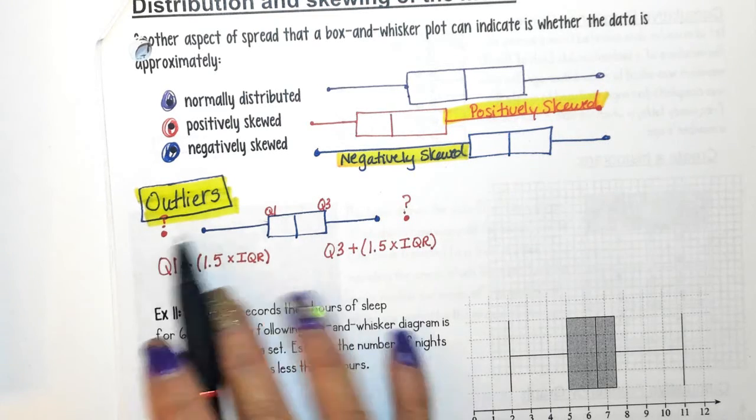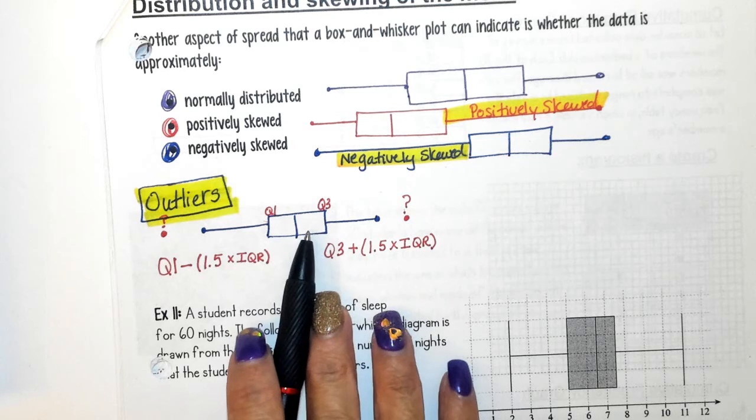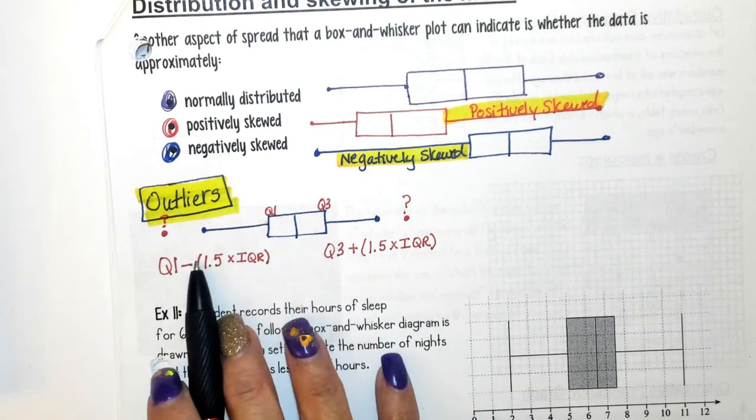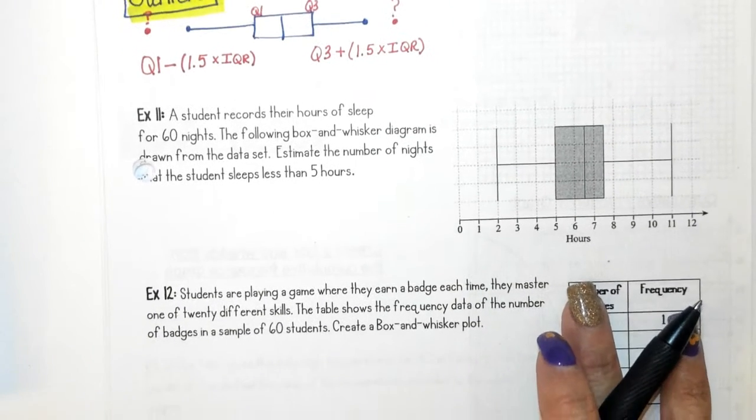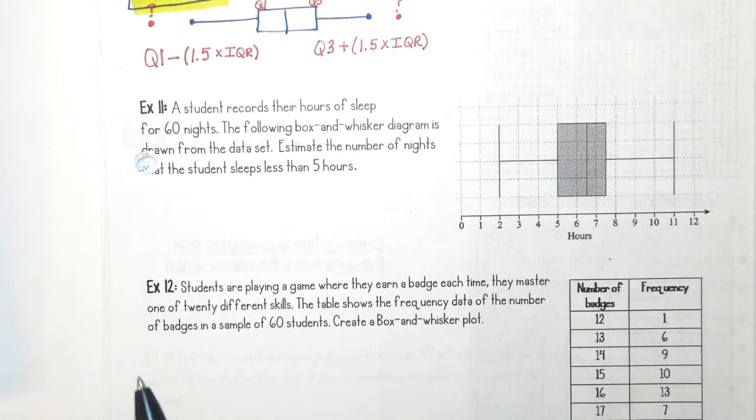They give you a value. You're going to have to find the interquartile range, and then you're going to use that to decide if it's an outlier. So let's actually look at something where we do that. All right. So here we go.